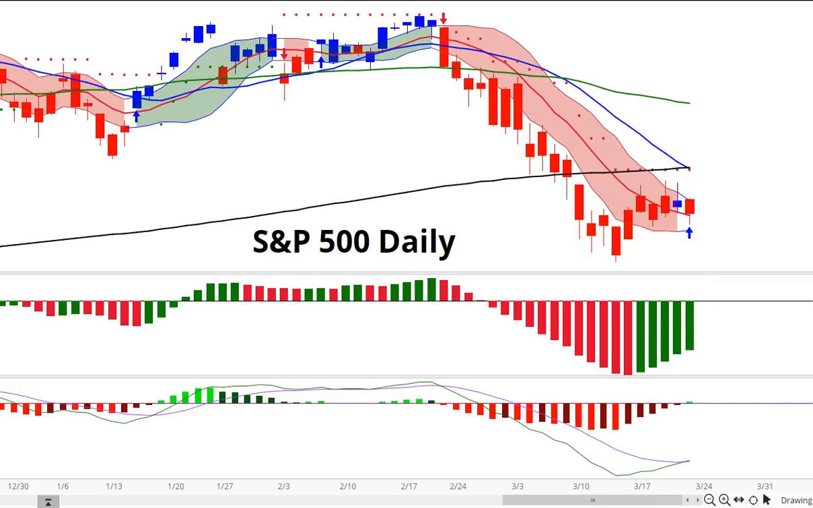Now, we had the late day rally. During the session, the S&P dropped below the 10-period moving average. That's that red line right there. But by the end of the session, we closed above the upper end of the cloud.